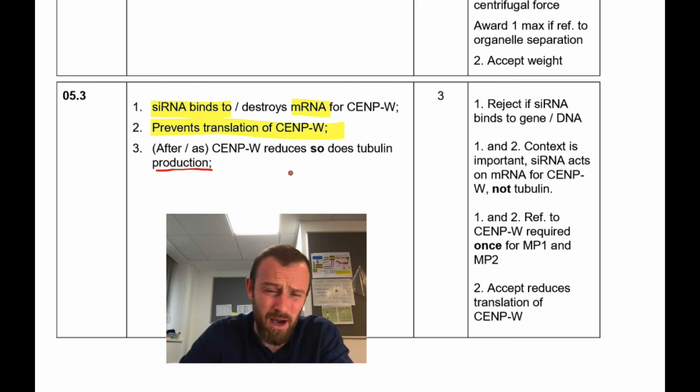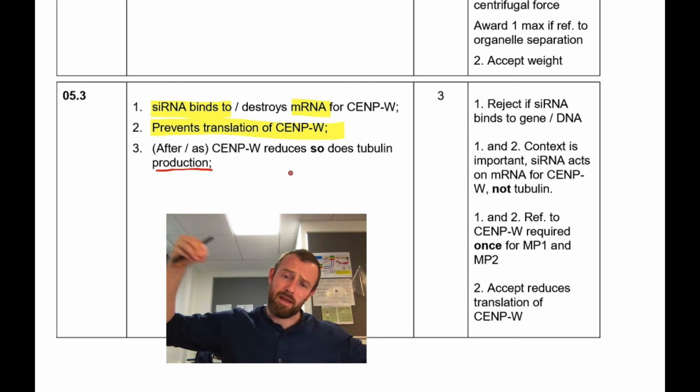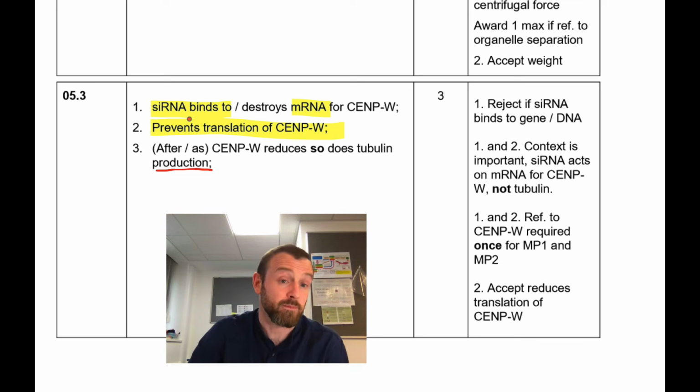Tubulin is the monomer, and the spindle fibers are like a big polymer of it, or an aggregate. But I can see what they're saying. So I guess we're maybe assuming that SENPW is a transcription factor. It doesn't say that, but it sounds a bit like that's what they're suggesting it is. Okay, so does reduce tubulin production.